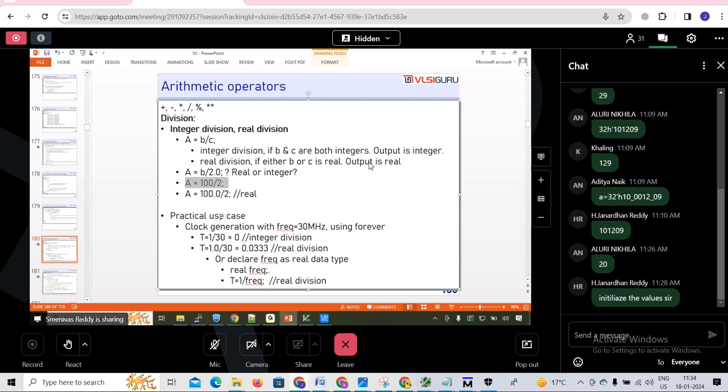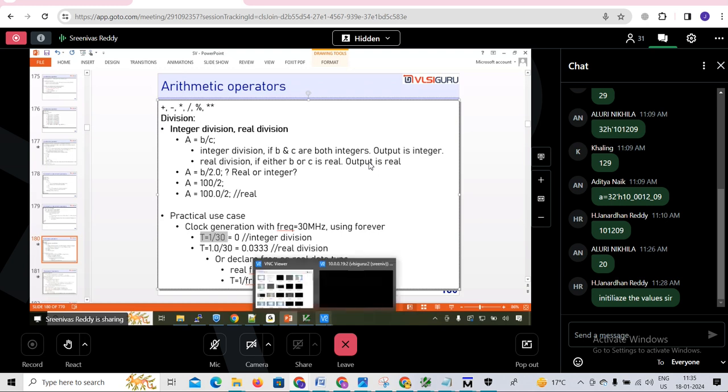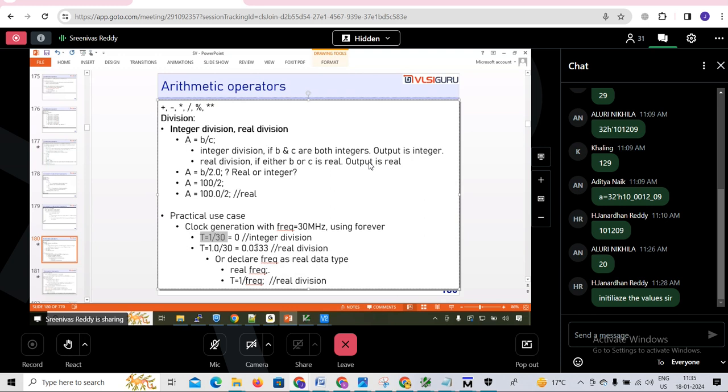The practical use case is what for division? Clock generation. Let's say you want to generate a clock of 30 megahertz. You have to divide 1.0 by 30. You should do a real division. If you do 1 by 30, that will be a problem. 1 by 30 output will be what? 0. Whereas 1.0 by 30 will be 0.0333. So accordingly, you have to use real numbers when you know that output is real. Do you understand the point?